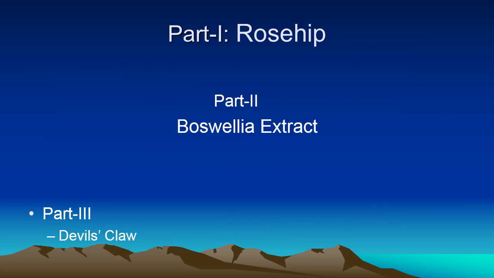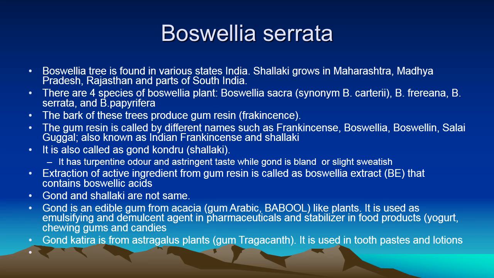Therefore, as part 2 of the discussion, I will focus on the role of Boswellia extract in the treatment of osteoarthritis. Boswellia serrata. In fact, the genus Boswellia plant or tree is found in various states of India, and the excretion, the Shallaki, grows in Maharashtra, Madhya Pradesh, Rajasthan, and parts of South India.